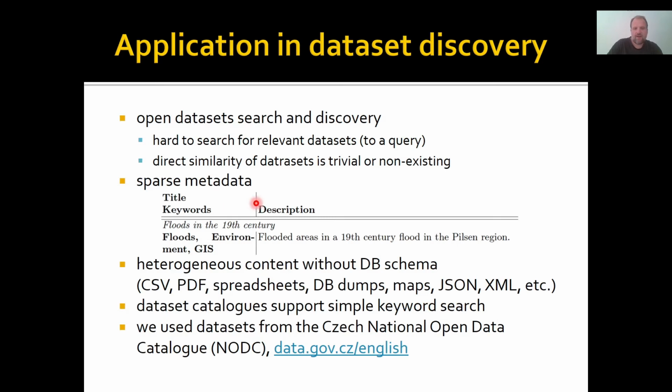One could say, okay, why use this sparse metadata? You could use the content itself, just the datasets. So you look inside the datasets, and there is a huge amount of data. But there is a problem with the content, because the datasets generally do not comply with any standard. There is a very wild jungle of representations of the dataset. It could be CSV files, PDFs, spreadsheets, various dumps from databases, geographical information like maps, anything stored in JSON or XML, and there is no database schema attached to this.